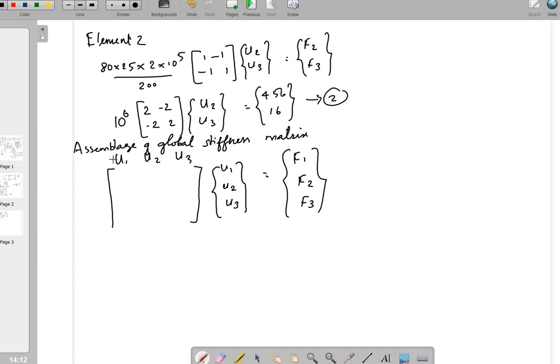Assemblage of global stiffness matrix. Now I am writing the previous equation number 1 here: 10 power 6, 2.5, minus 2.5, minus 2.5 and 2.5, which is for u1 u2. Now you take u1 u1. You have to write the cofactor of u1 u1 here.